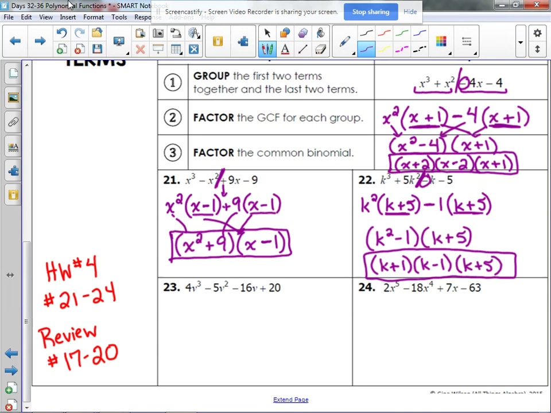Okay, let's look at 23 and 24 as well. All right, 4b cubed minus 5b squared. 4 and 5 don't have anything in common, but both of those do have b squared. So we've got 4b minus 5. That 16 is negative, so we got to take out a negative. 16 and 20 have a factor of 4. Negative 16 divided by negative 4 is positive 4.